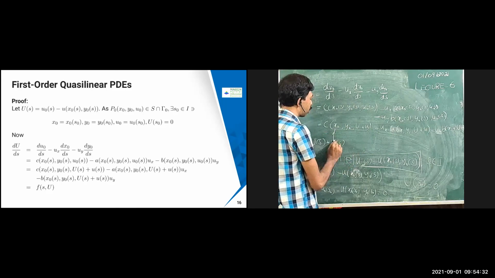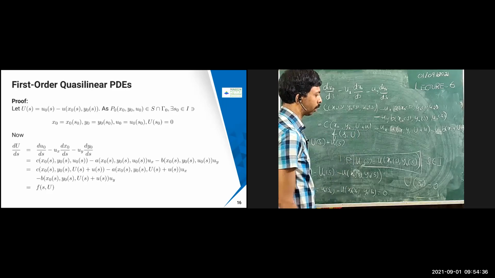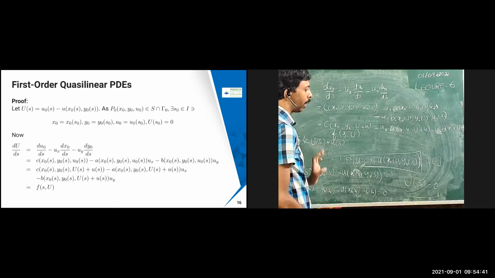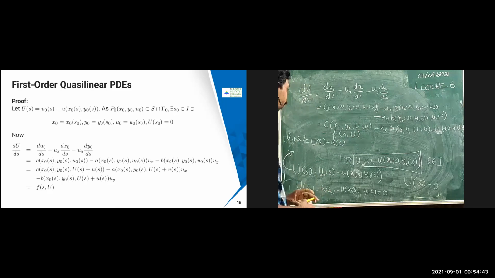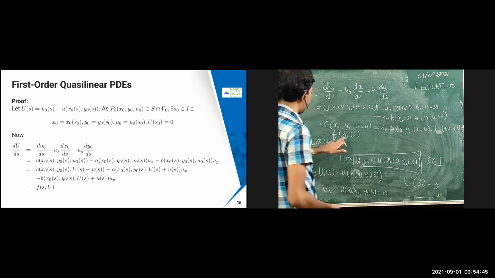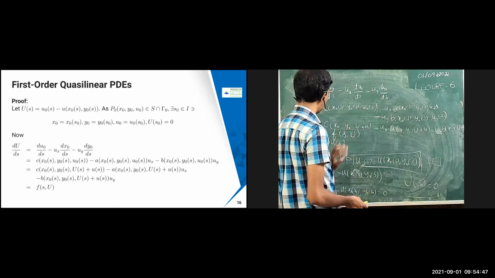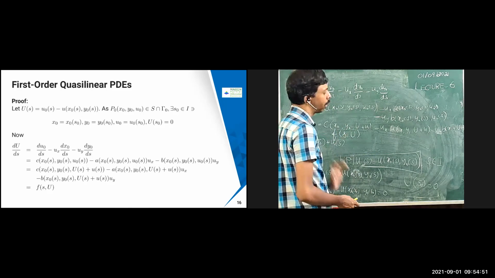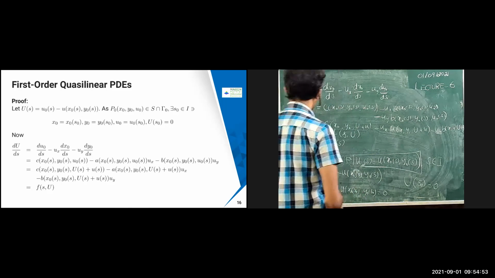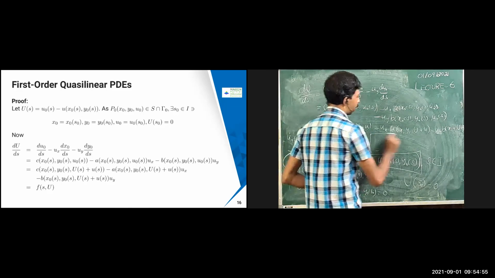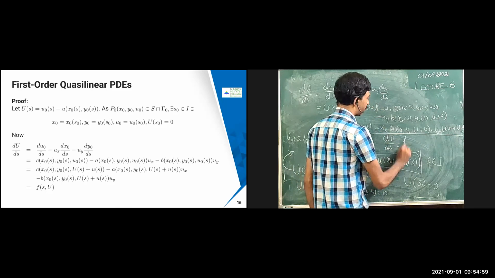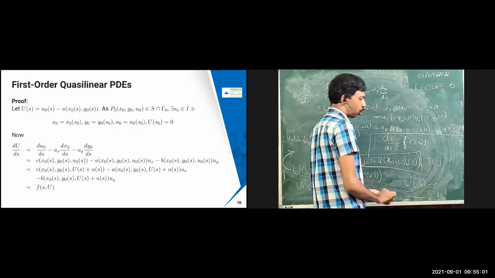So this one I can simply write as some f(s,u). That is what I'm going to get here: f(s,u), because it is a function of u_0 and u_x, etc. So what I got is a differential equation now, du/ds equal to f(s,u).